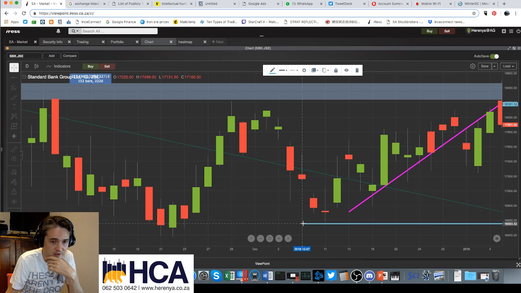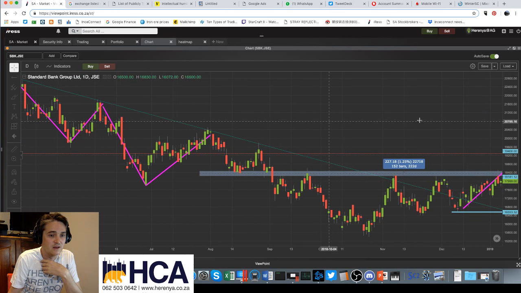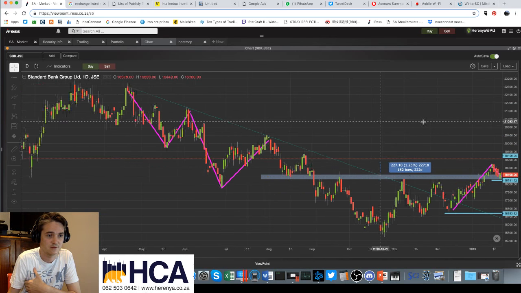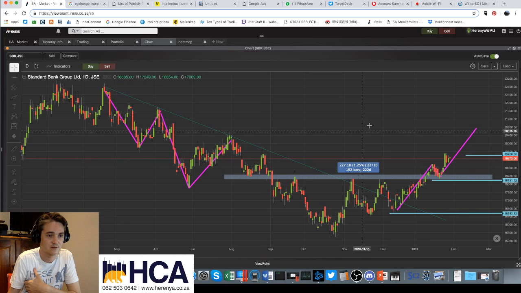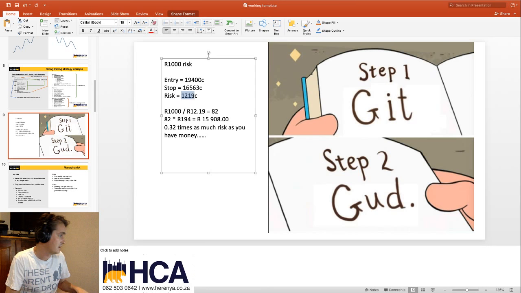For the sake of it also being a totally random number, we're going to put it at 165 Rand and 53 cents. Okay, so now if we zoom out and look at this, we have a huge stop loss, because our entry is still 194, but our stop loss is now 165.53. So we are suddenly risking, in Rand terms, a lot more. So 194 minus 165.63 is 28 Rand and 37 cents, right?